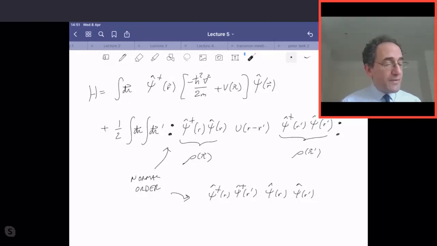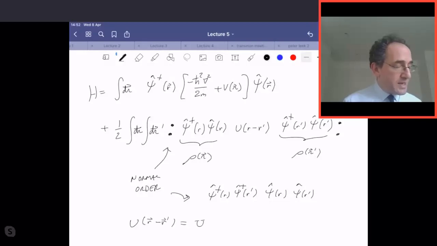Now, before going further, we have to actually choose what interaction we are going to use. And we're free to choose any interaction we want, but for many Bose-Einstein condensates, it's acceptable to choose a very short-range interaction. So we're going to choose u of r minus r prime to be some constant u times a delta function of r minus r prime.